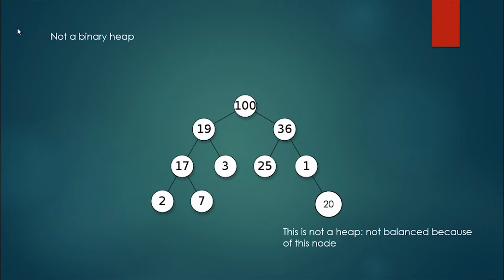So this is not a binary heap, and why? Because we have to fill each row from left to right sequentially. And here we have inserted the 20 to the rightmost element, and it violates the heap property. We should have inserted this node to the left child of node 3. So this is not a binary heap.